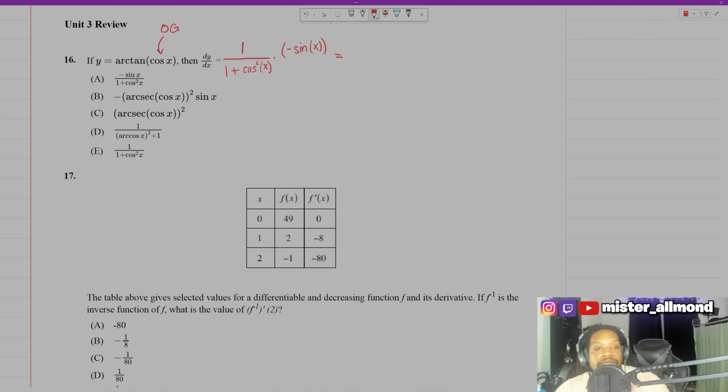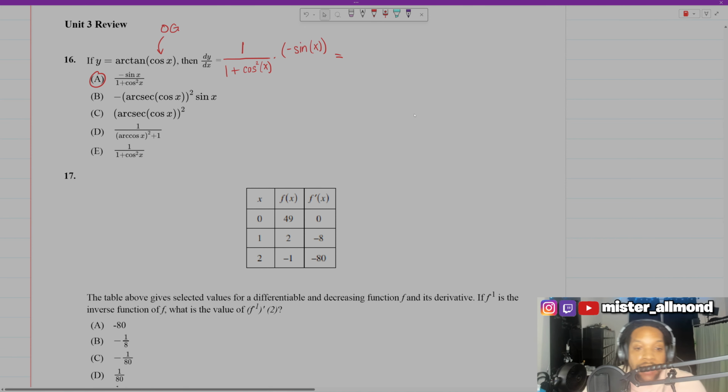And then that is my answer. That is literally answer choice A. I don't even have to do anything. That one is actually pretty easy, I'm not gonna lie. Yeah. Okay. 2 more.